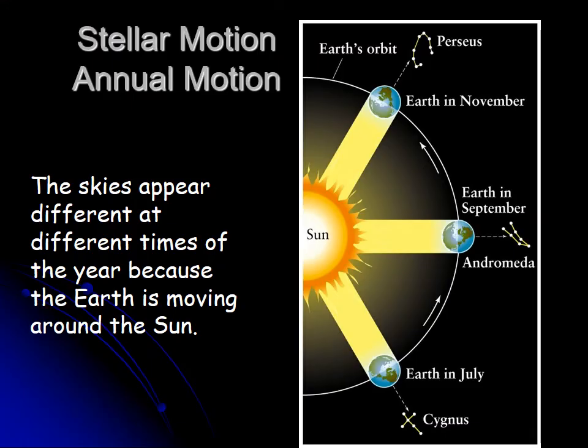So that's diurnal motion. There's another kind of motion in the sky that comes about because Earth is also going around the sun, and that is what we call annual motion. The annual motion will be the topic of our next little mini lecture.